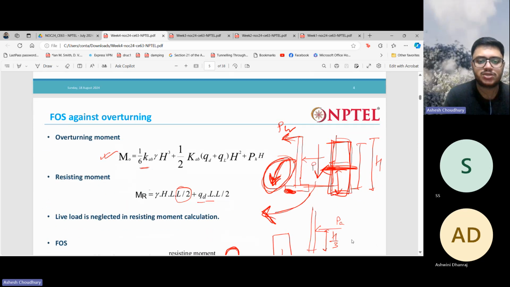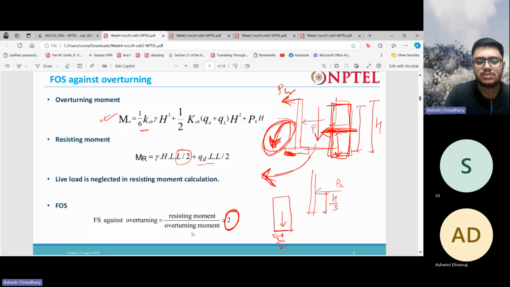Then we have the factor of safety against overturning. So you take similar loads, and for the lateral forces you have to calculate the moment, because those lateral forces are going to generate an overturning moment, right? So you calculate that moment, and you also calculate the resisting moment, and the ratio of the resisting moment to the overturning moment will give you the factor of safety against overturning, and that should be at least greater than 2. At least it should be more than 2.